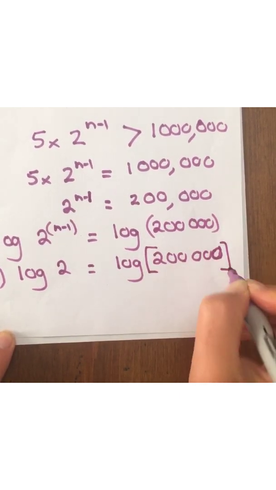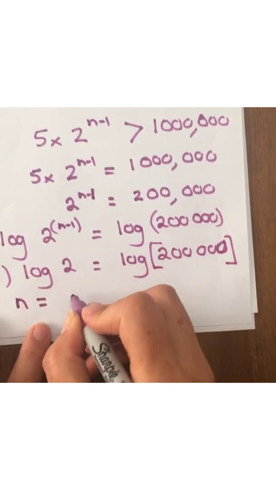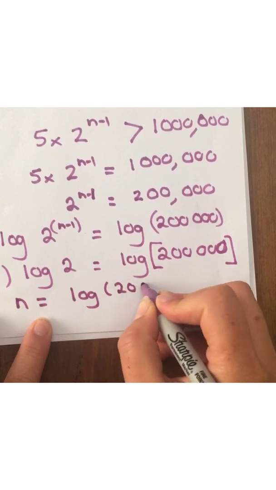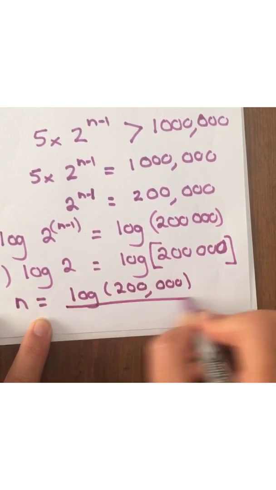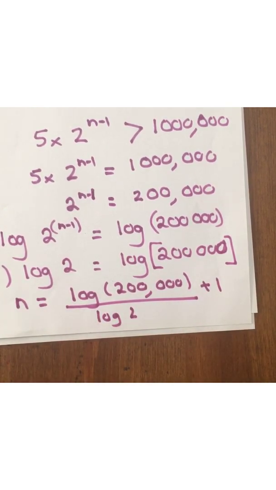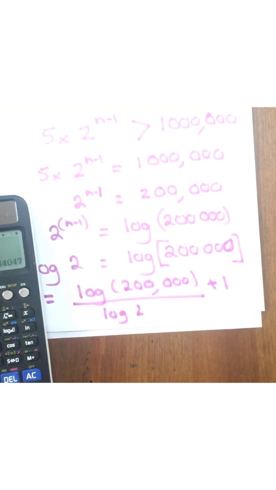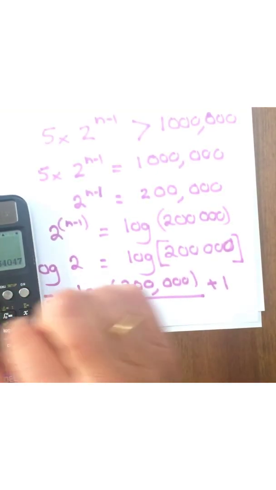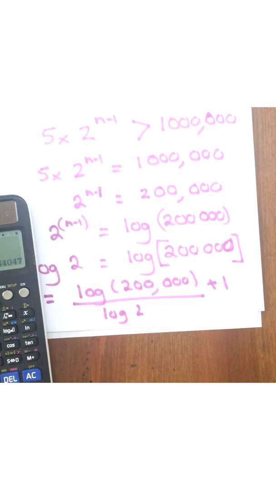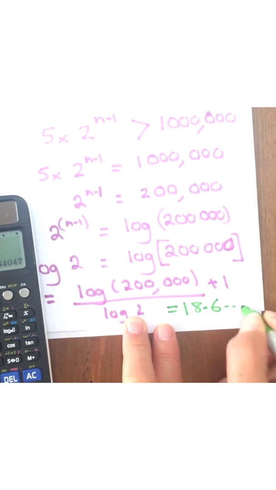Now, I'm going to divide both sides by log 2 and then add 1 to my answer. So n will be log of this divided by log of 2, plus 1. I just plug that into my calculator. I get 18.6. My calculator does log to the base 10, but it doesn't matter what base as long as the base is the same in both of them. I get 18.6 something.